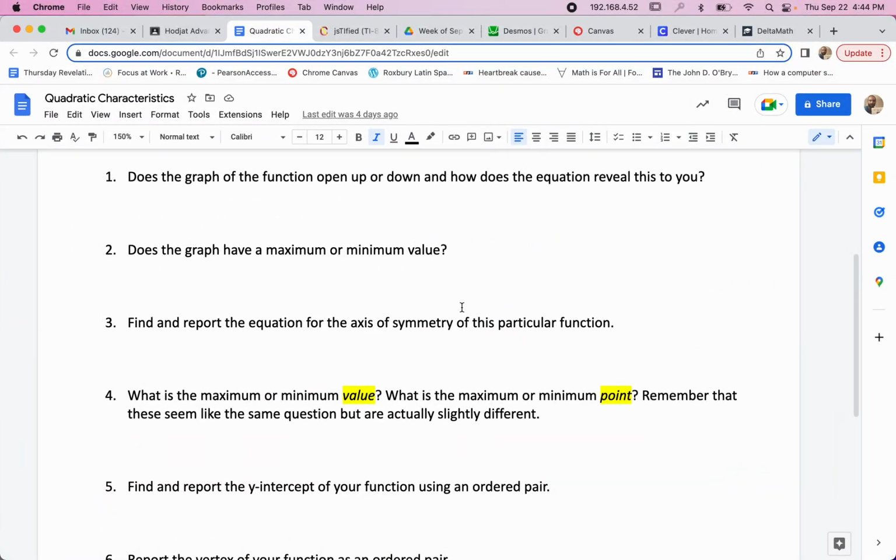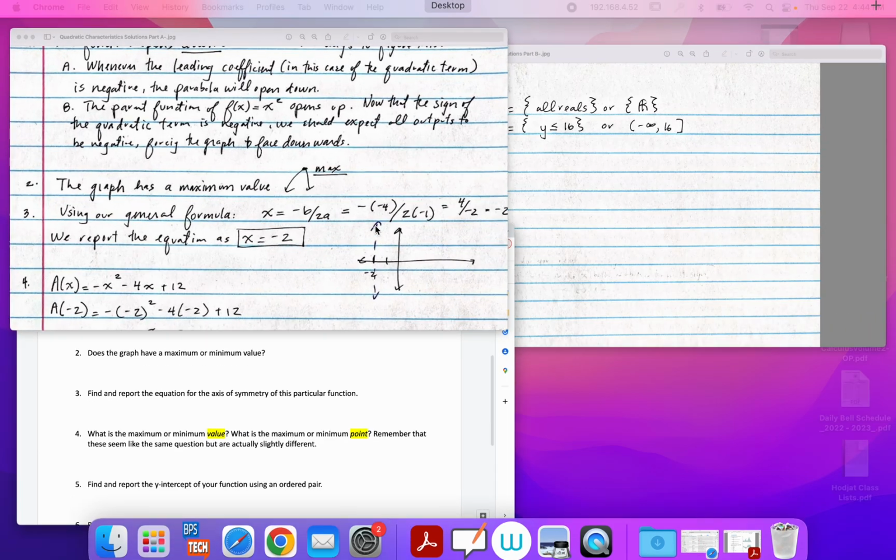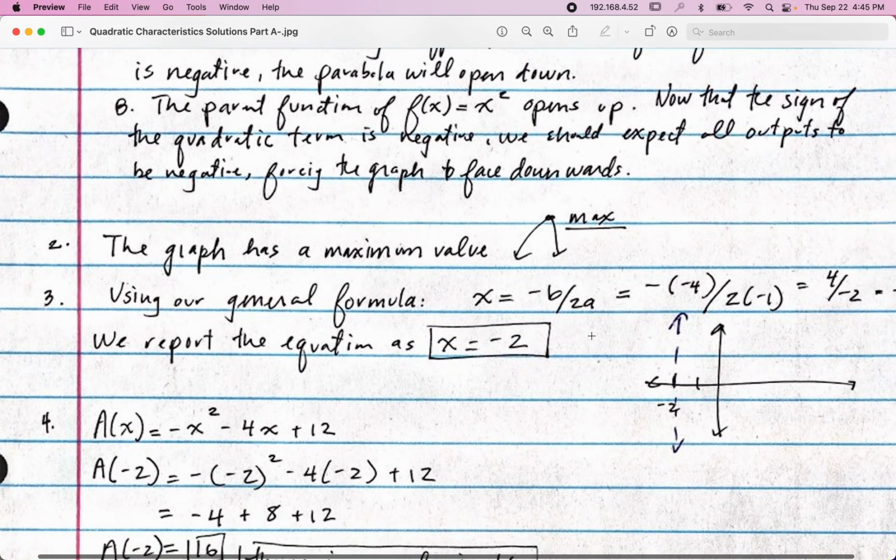Question 4 asks, what is the maximum or minimum value? Remember that we determined that we have a max value here, value singular, so we're looking for a single number, and that number is going to occur at the vertex.